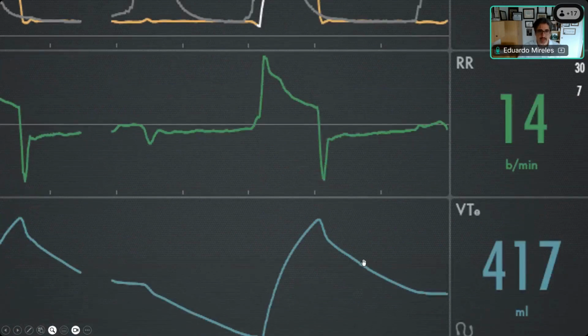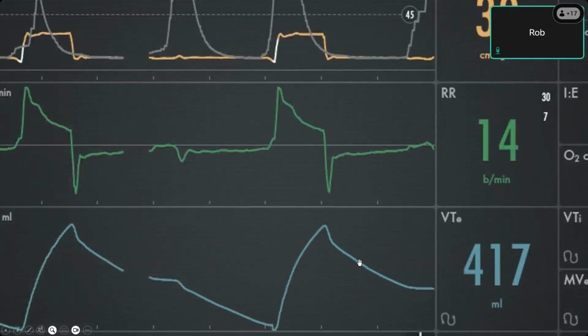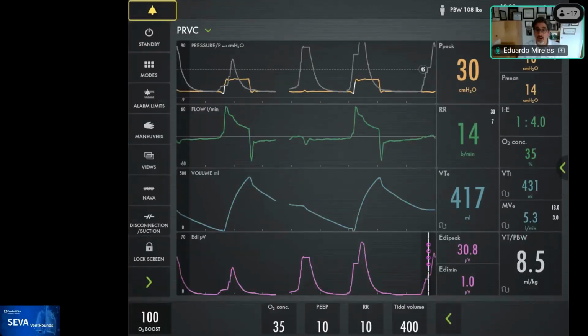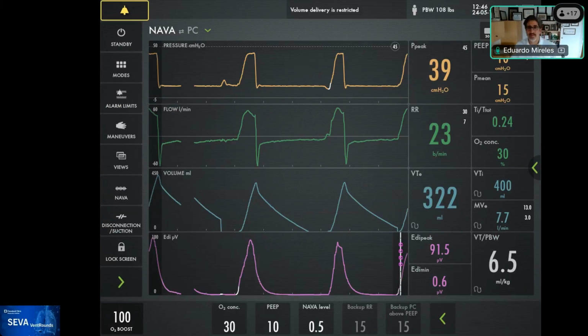Rob? Was the goal to eventually put this patient on NAVA? So your orders are my command. So there you go. Yeah.